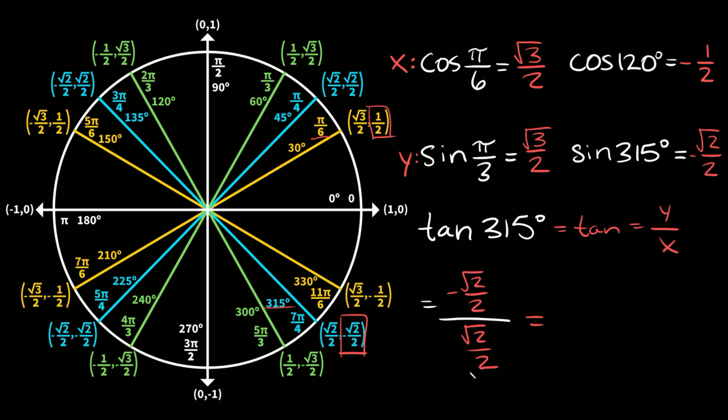Now, anything divided by itself is equal to simply 1, right? But in this case, we have a negative divided by a positive, which is equal to a negative, right? So in this case, our answer would be negative 1.